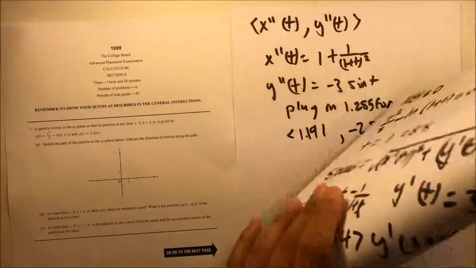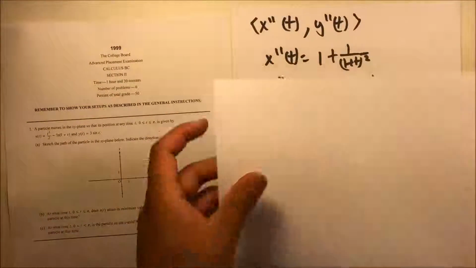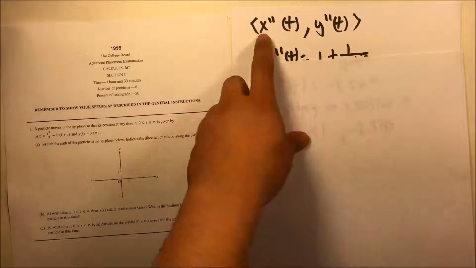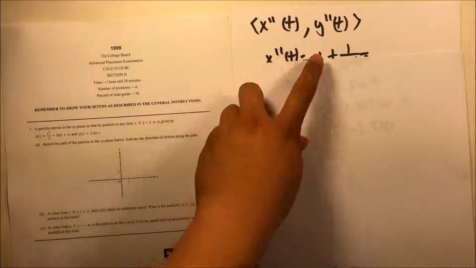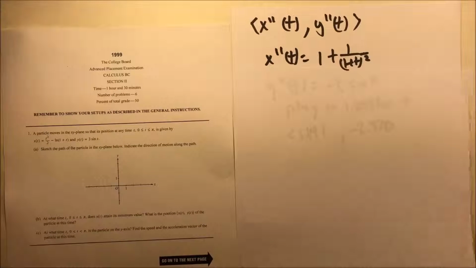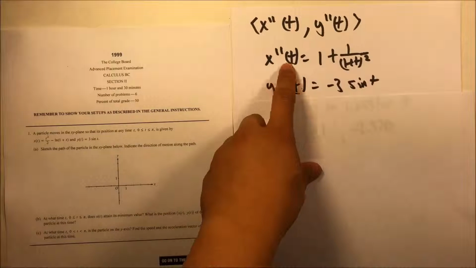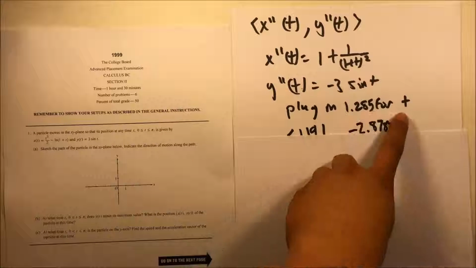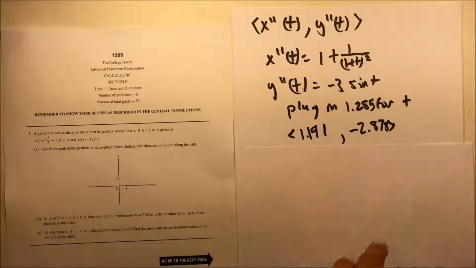Now we have to do the acceleration, which is a vector, so it's x double prime of t, comma y double prime of t. This is x double prime of t, and this is y double prime of t. We plug in 1.285 for t, and we get 1.191, comma negative 2.878.